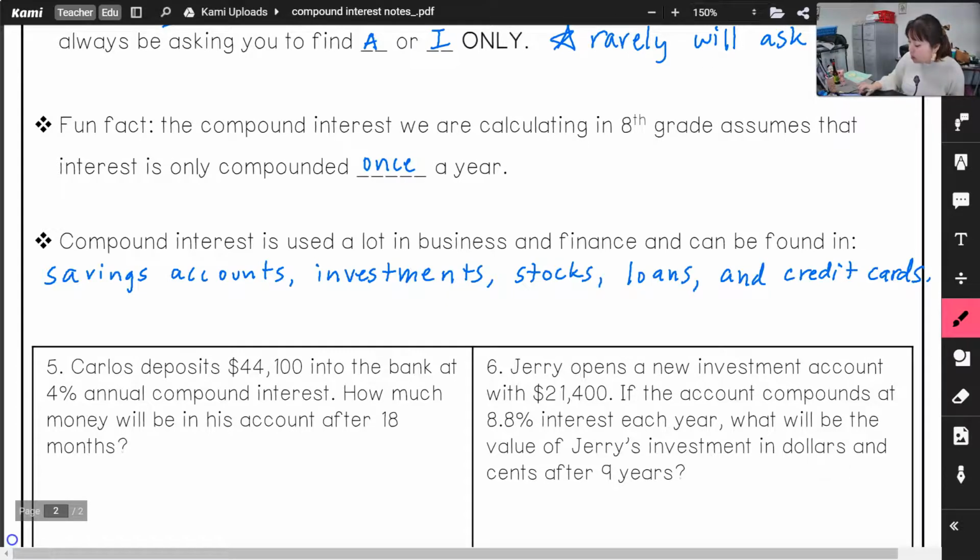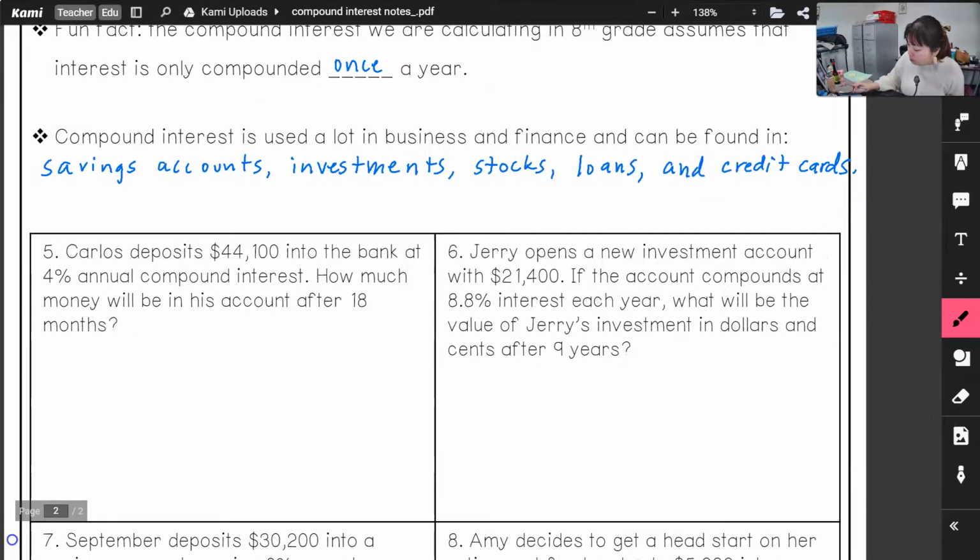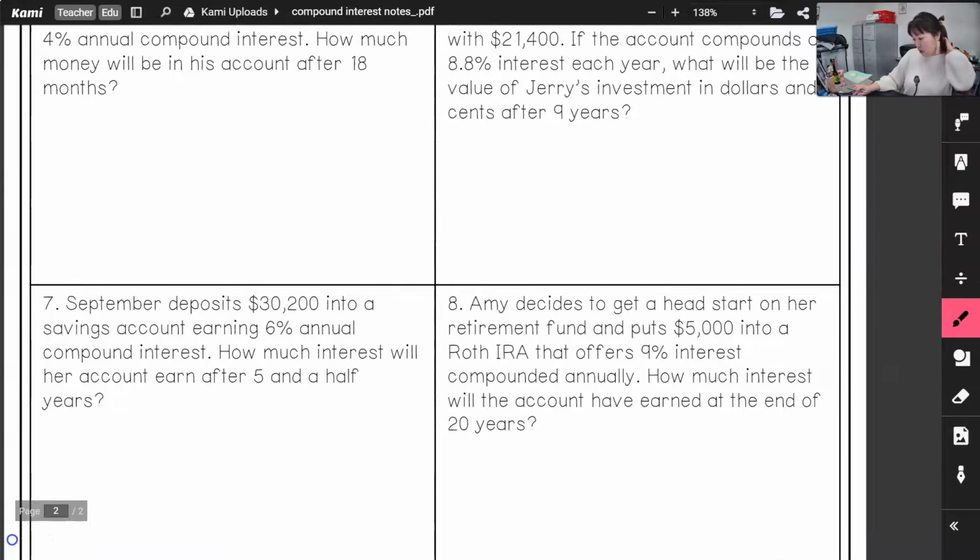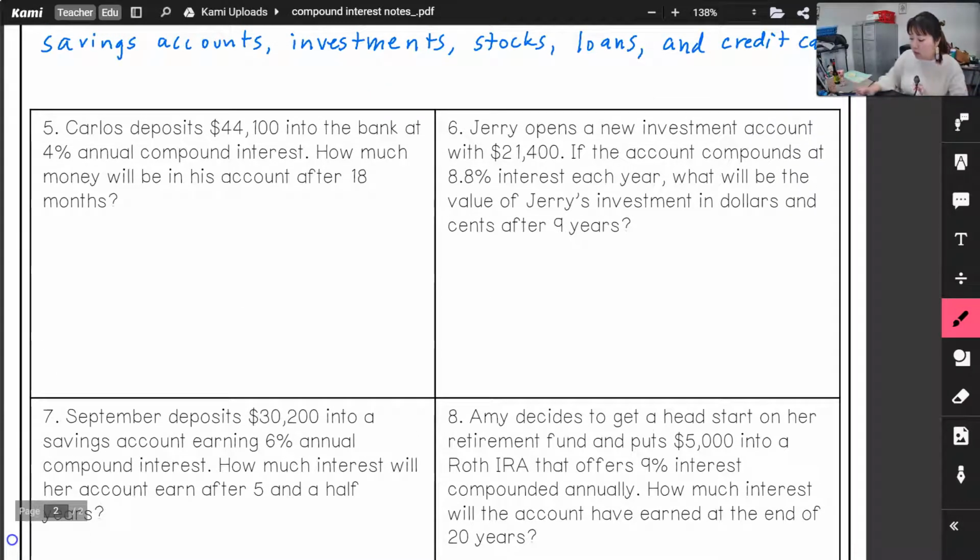Now the next couple of problems are your practice problems. You need to do these on your own. I wanted to give you a lot of experience with different ways that these problems can be worded. But I do want you guys to really pay attention to what the question is asking for.